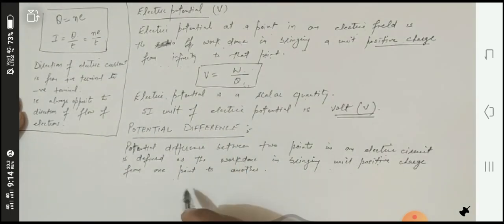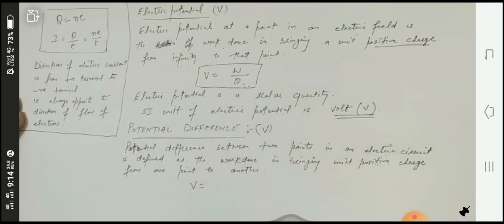So according to the definition, potential difference is again denoted by V. So it is again work done per unit charge. Work done in bringing a unit positive charge from one point to another. So work done upon charge. The SI unit is volt, denoted by the symbol V.